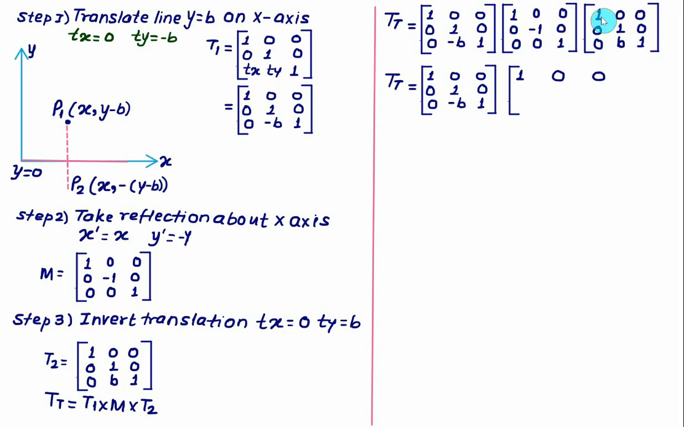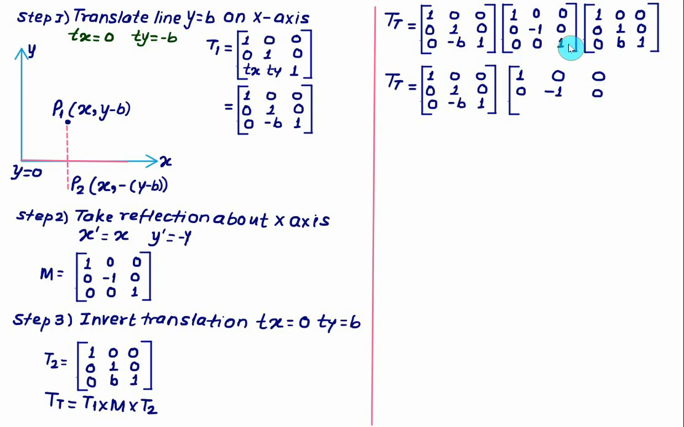Then we have second row, first column: 0 into 1 is 0, minus 1 into 0 is 0, 0 into 0 is 0. Then second row, second column: 0 into 0 is 0, minus 1 into 1 is minus 1, 0 into b is 0. Then second row, third column: 0 into 0 is 0, minus 1 into 0 is 0, 0 into 1 is 0.